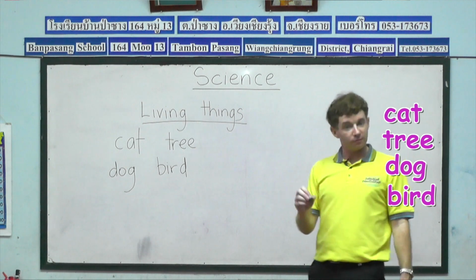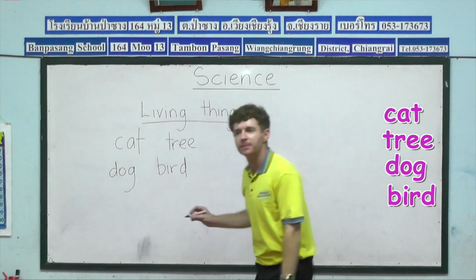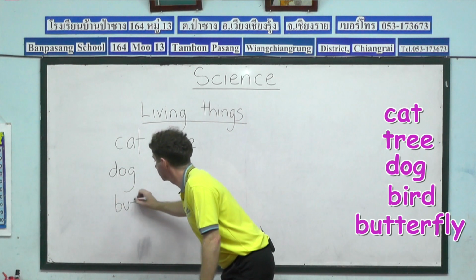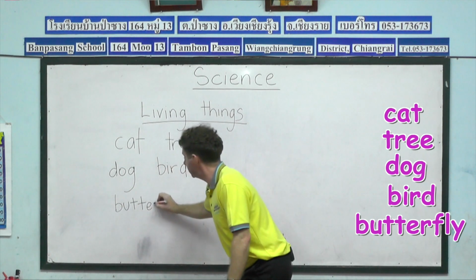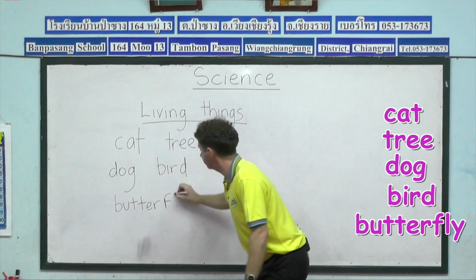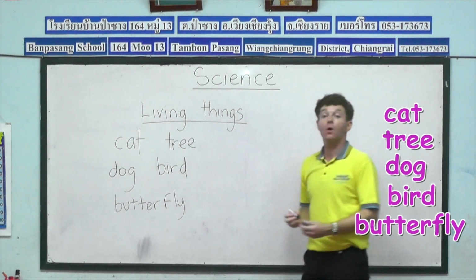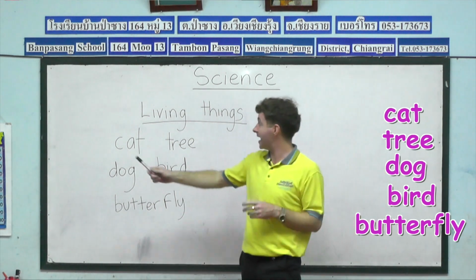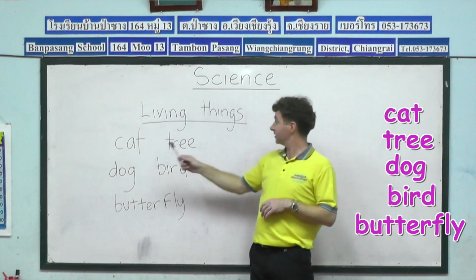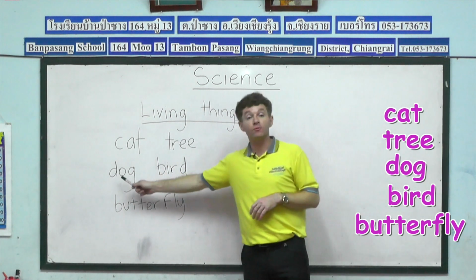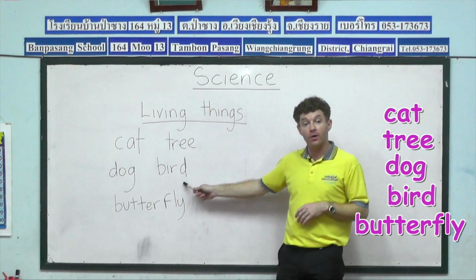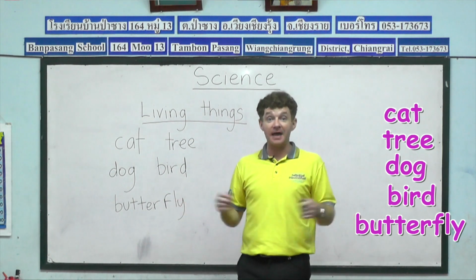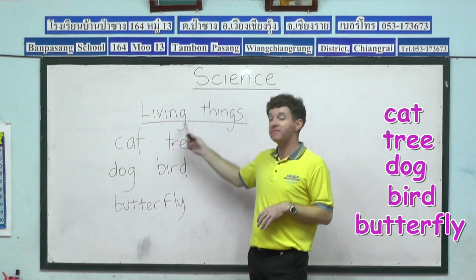Butterfly. Butterfly is a living thing too. How do we spell butterfly? B-U-T-T-E-R-F-L-Y. Okay, so far we have 5 living things. We have cat, tree, dog, bird, butterfly. All of these things have life, so we call them living things.